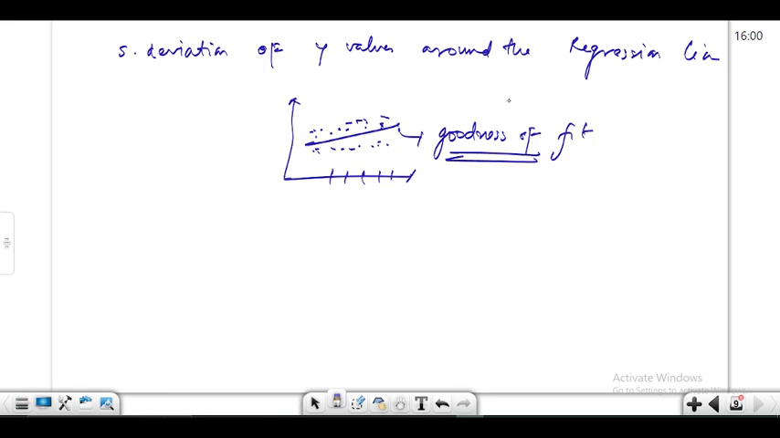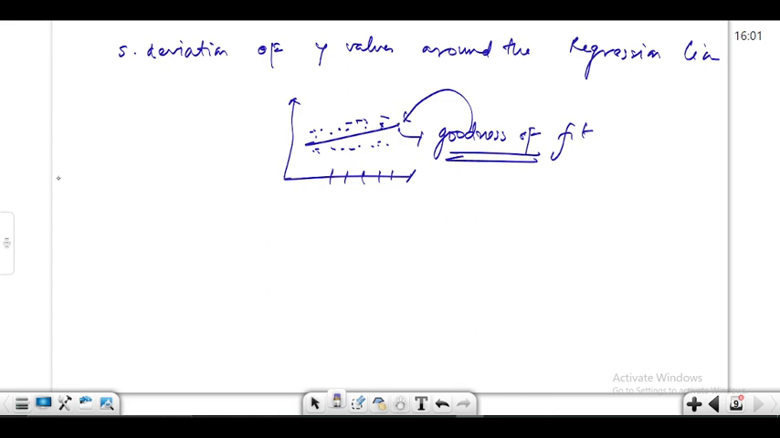In very simple terms, goodness of fit is how well your regression line fits the data, in such a way that the errors around the regression line are minimized. This is the distribution of the y values, and you have to fit a regression line in between this data so that it minimizes the error around the line. We'll talk about goodness of fit in the next video also. So this was about the standard error of the least squares estimators.